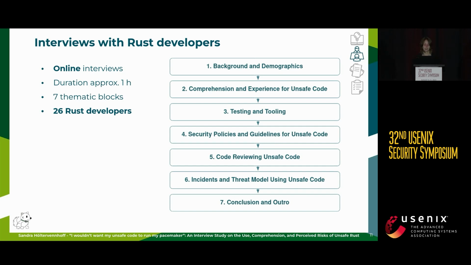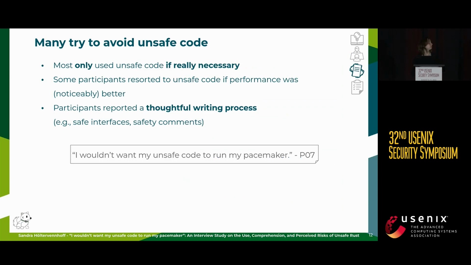So now let me present a selection of our results. First, and luckily, we found that most of our participants tried to avoid unsafe code and only used it if really necessary. For example, if they wanted to use Rust in connection with other languages and also not in critical code. As one of our participants stated, "I wouldn't want my unsafe code to run my pacemaker." However, some participants also explained that they would use unsafe Rust if the performance was noticeably better.